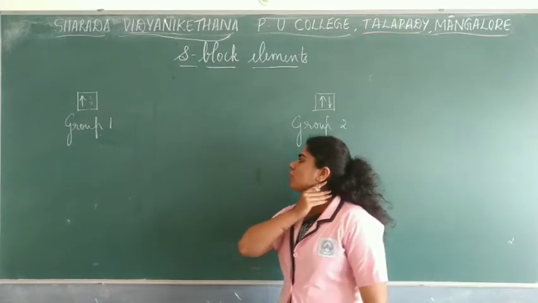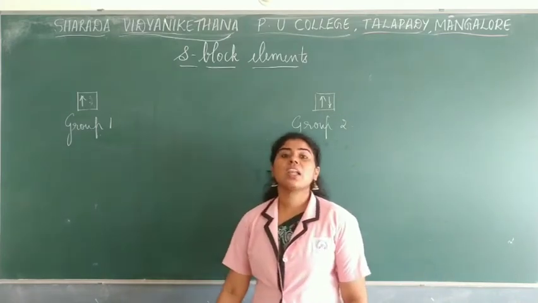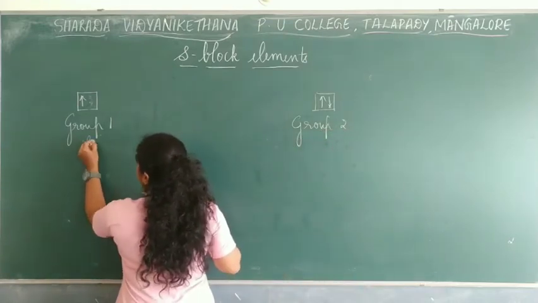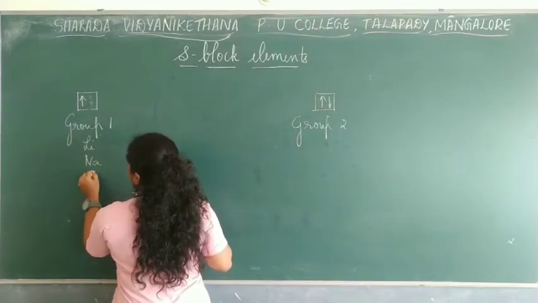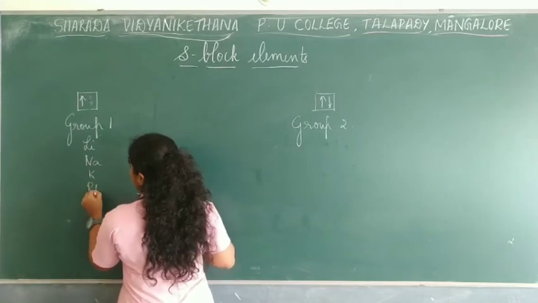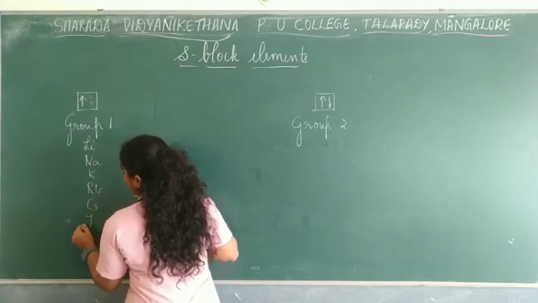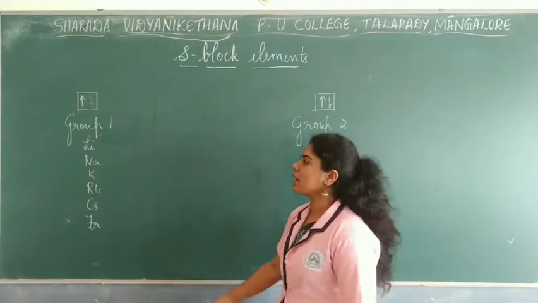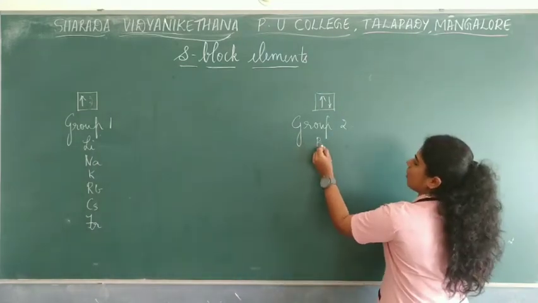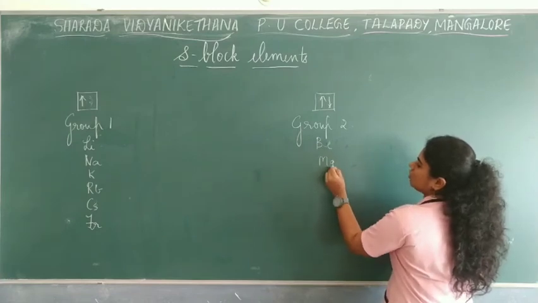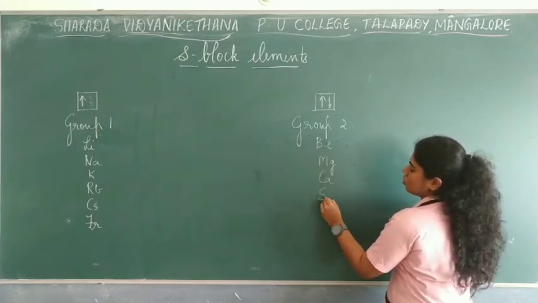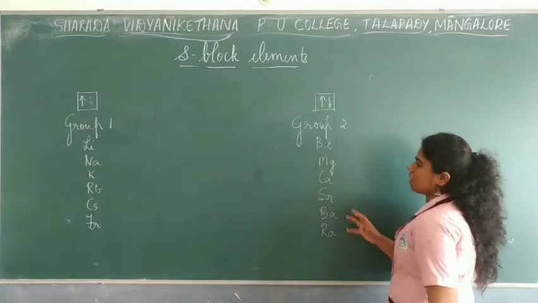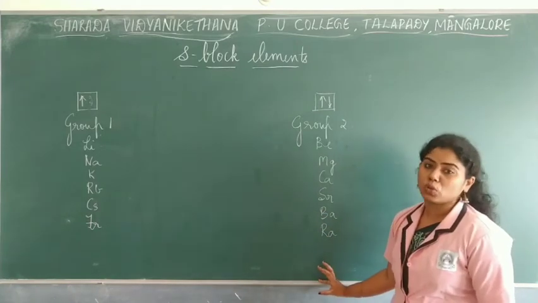For example, if you take group 1, which elements are found in group 1? Starting from lithium, sodium, potassium, rubidium, cesium and francium. These are the elements present in group 1, and in group 2 you have beryllium, magnesium, calcium, strontium, barium and radium. These are the elements present in group 2.